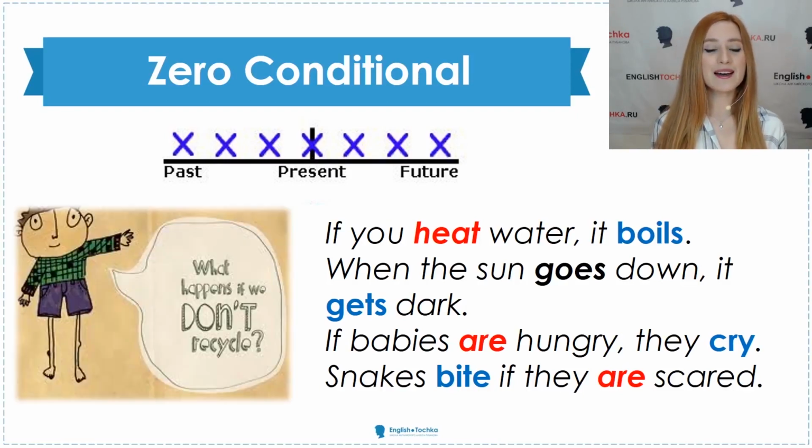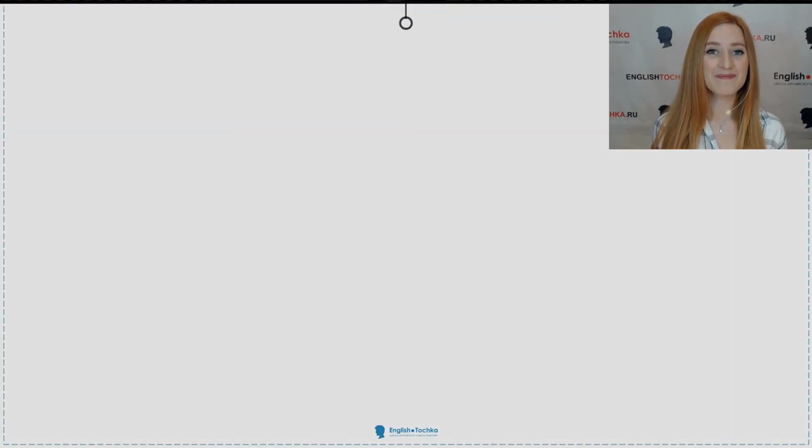So if we have one situation, we have a result of this situation, and it doesn't matter when, because that is about facts which are generally true. Like 1,000 years ago, snakes bite when they are scared, and in 1,000 years the situation stays the same because it is generally a general fact, let's say.